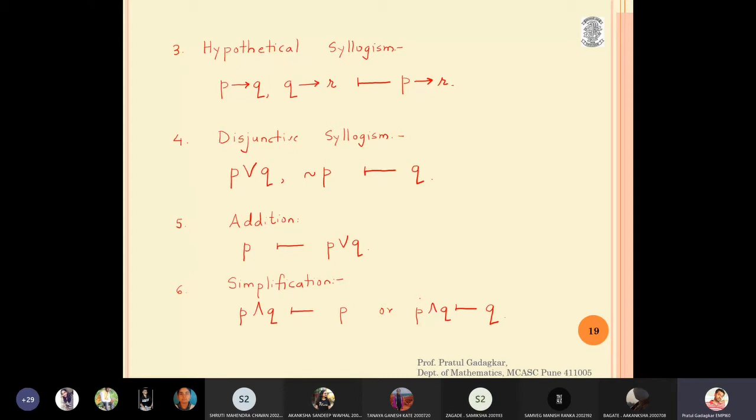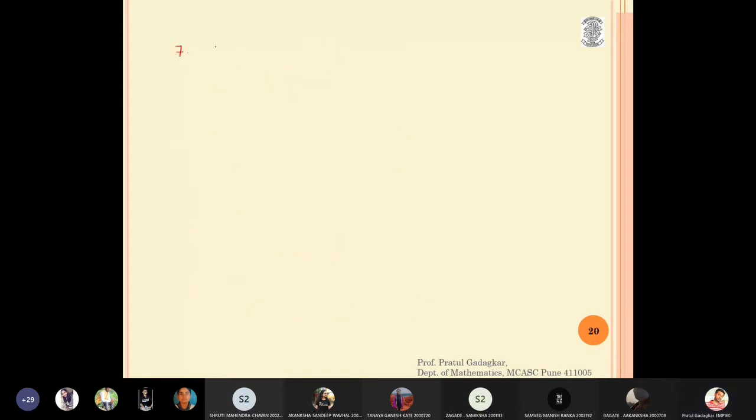The seventh rule of inference is called conjunction. If you have P with you and if you have Q with you, you can simply put a conjunction as output, which is P and Q. The eighth one is called resolution. Resolution means P or Q and negation P or R. In this case, P and negation P will cancel out and you can finally conclude Q or R. So these are the eight rules of inference.